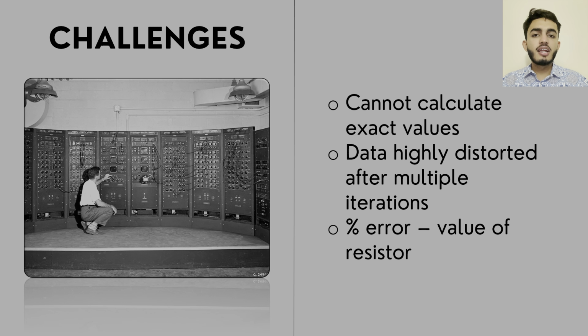You see, analog compute cannot calculate exact values. Since it is based on the property of current, analog compute can only calculate continuous values. Additionally, the data that is processed through the analog method of computation becomes highly distorted after multiple iterations. Also, it is important to take into account the percentage error that arises due to a given resistance. This is because of the percentage error present in the value of the resistor. The challenges, however, are not just limited to the method of analog compute.